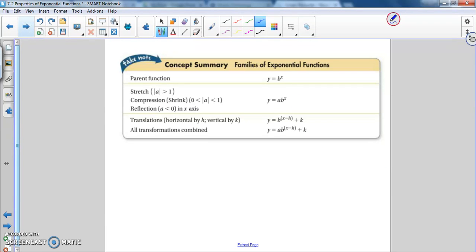So just a summary: if the absolute value of a is greater than 1, we stretch. If the absolute value of a is a decimal or a fraction, we shrink. And if it's negative, we have a reflection across the x-axis. Then we have our translations in our exponent, left or right. And then k, which would be outside of our function, is up and down.